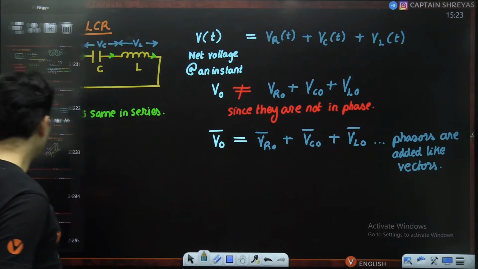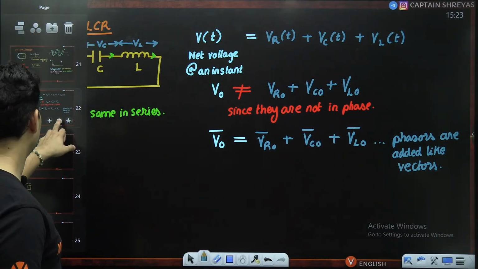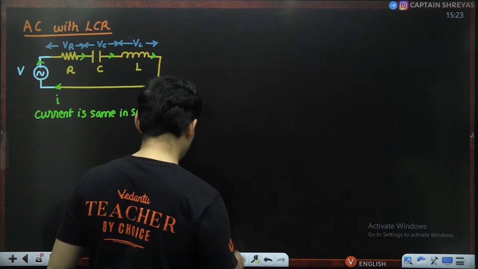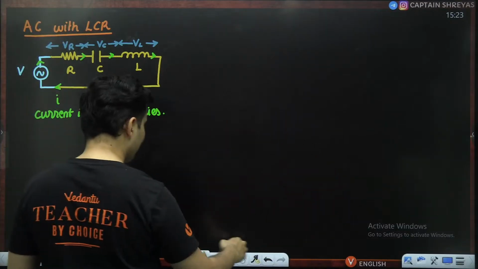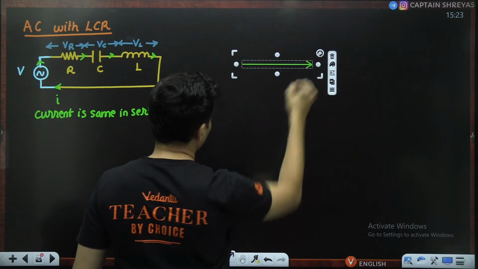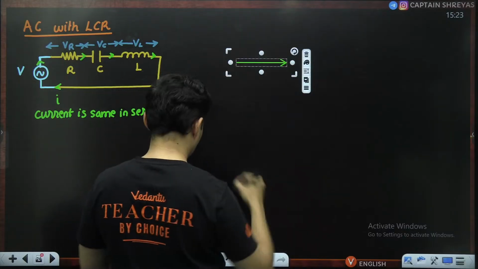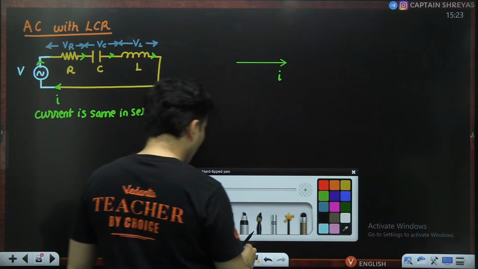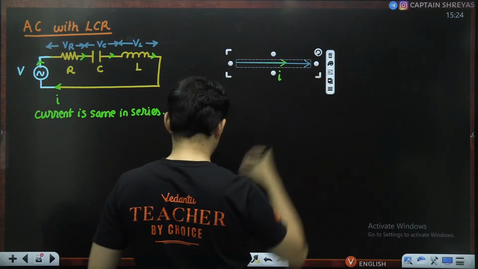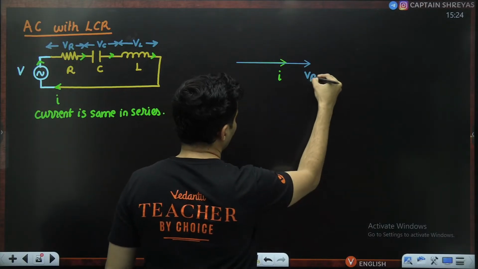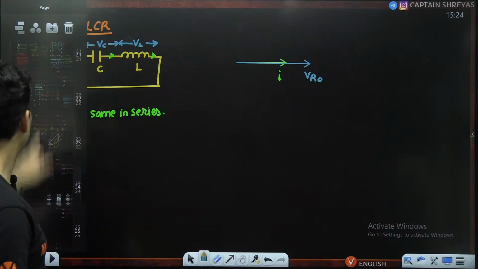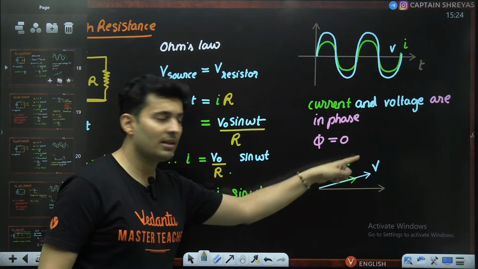So you might ask, okay, sir, how are the phasors going to look for them? Let's have a look. First of all, we will show the current phasor because current is the same in all of them. So this is the current phasor. Voltage across the resistor is in sync with the current. So I will show basically VR naught over here because resistor's voltage and current are always in the same phase. We have seen that right over here. Current and voltage are in the same phase.